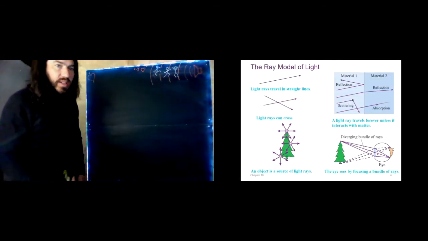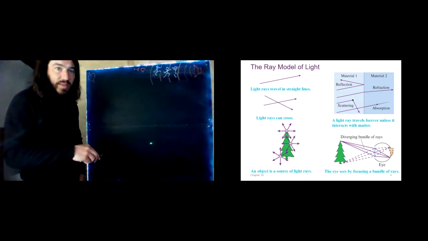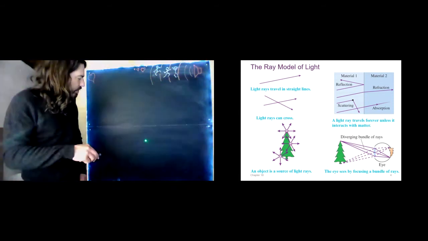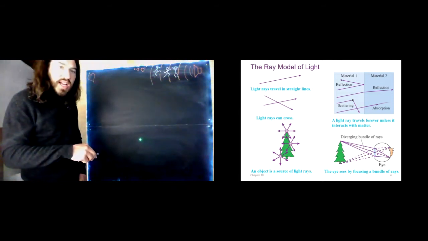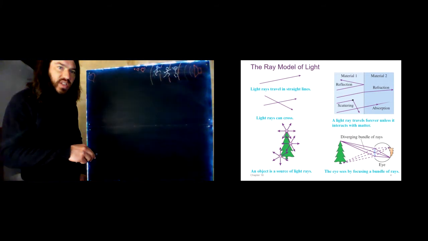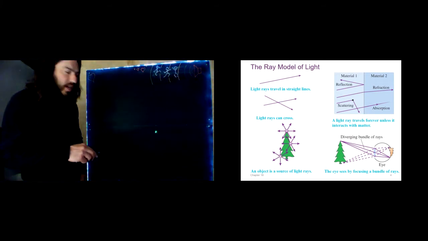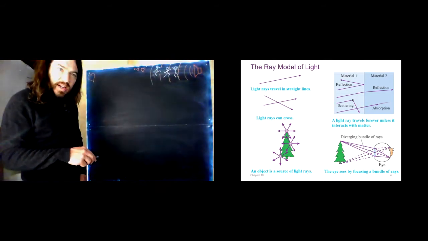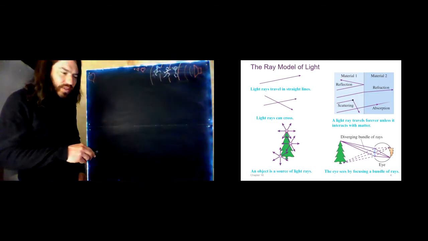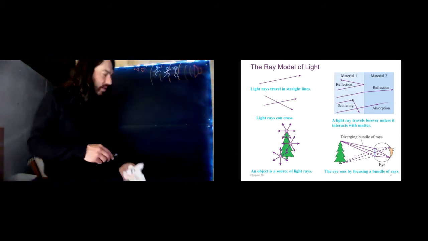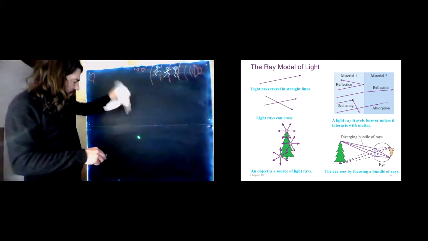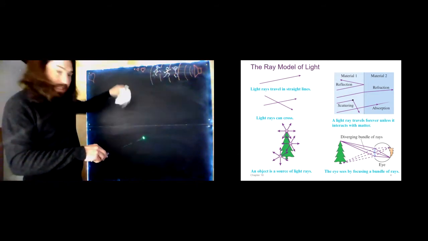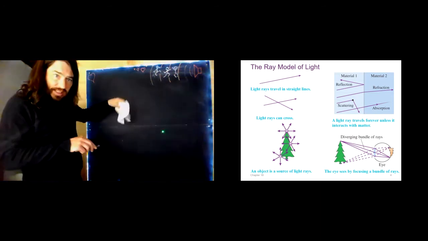So again, light rays will travel forever unless they interact with something. Here I have my green laser pointer, which is nice and bright. And if I shine it here, you can see this nice spot on my blackboard there. But of course you can't see the ray traveling through air. Why? Because there's nothing for it to reflect off of. Now, I may be able to make it show up if I put some chalk particles in the air. Can you see that? Yeah, a little bit.